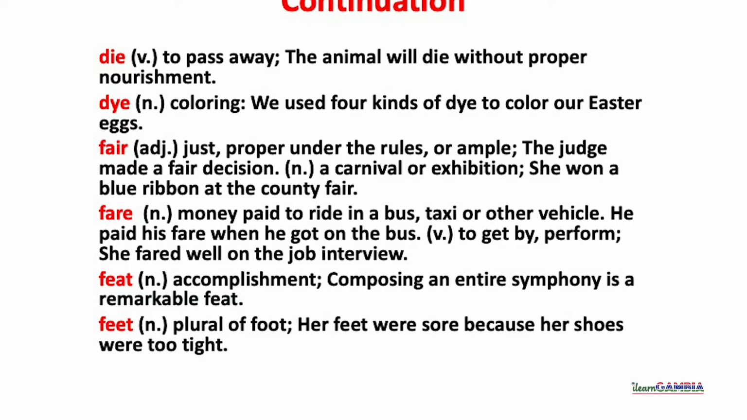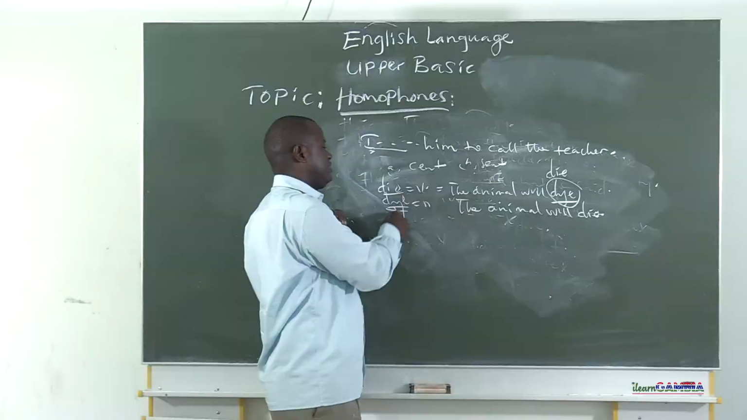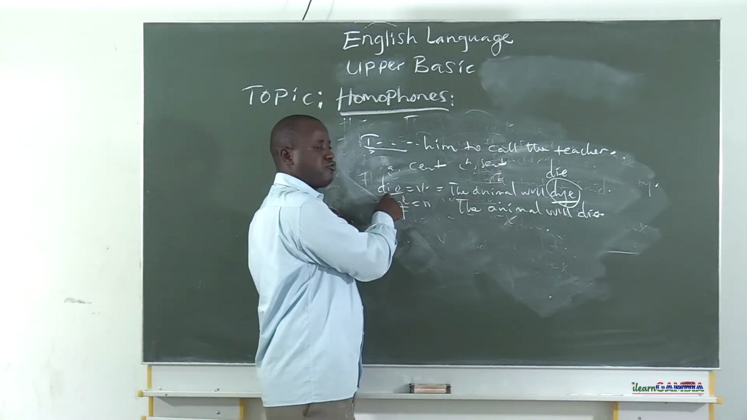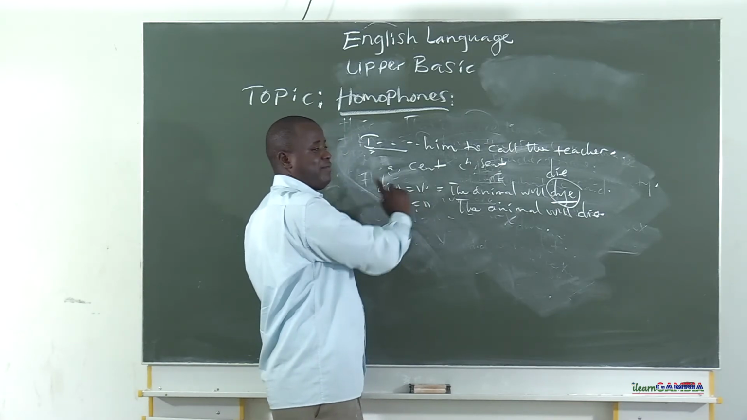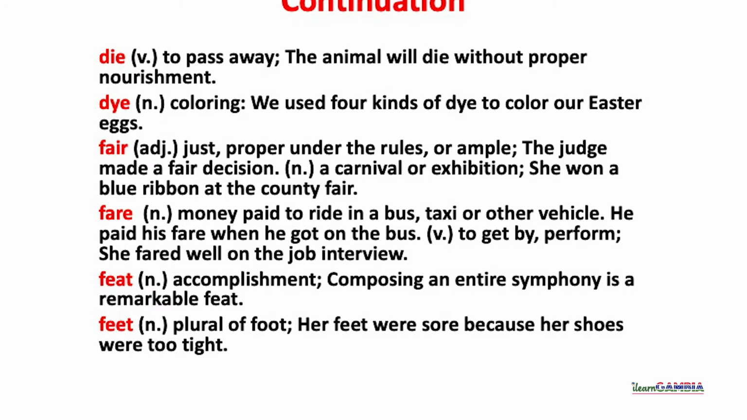The other one, dye, which is a noun, means coloring. We use 4 kinds of dye to color our Easter eggs. So you can see this would mean color, and this would mean to cease to survive. So this is a noun, and this a verb. We have another one, fair, fare. One is an adjective, the other is a noun. Which one is the adjective? F-A-I-R. And which one is the noun? F-A-R-E.